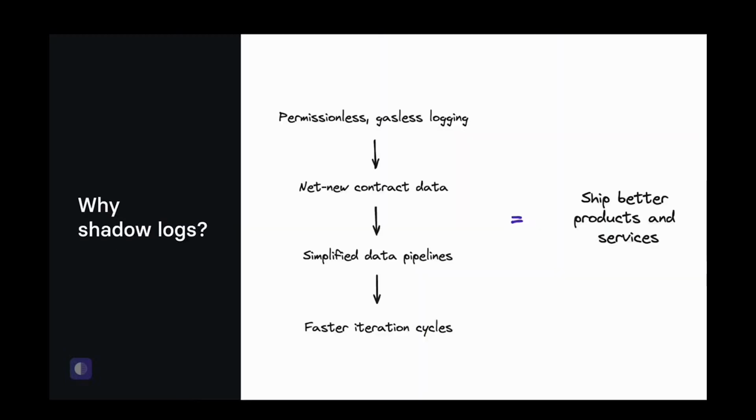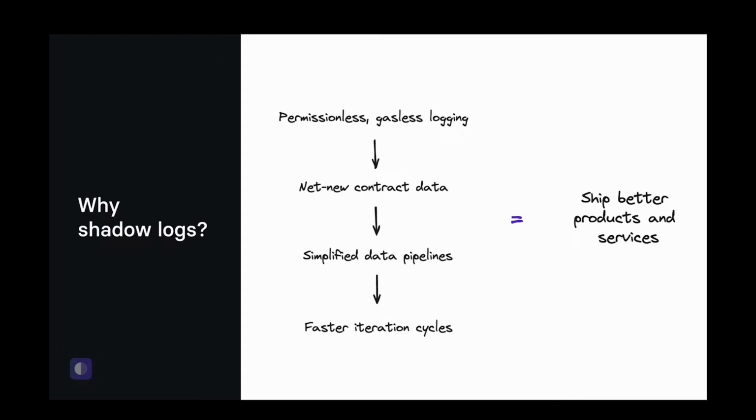So, why are shadow logs cool? Shadow logs allow you to permissionlessly add as many custom logs as you want, all without increasing the gas burden to your users. This unlocks deeper data coverage, and you can get net new contract data that's really hard or nearly impossible to get otherwise, or really cumbersome to get. You have to parse traces or do expensive ETH calls, things like that. And as a result, shadow logs can drastically simplify your downstream data pipelines.